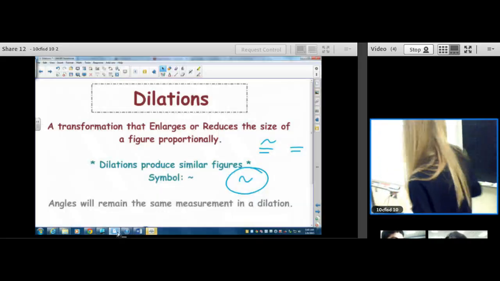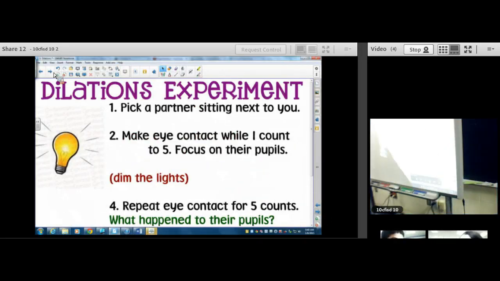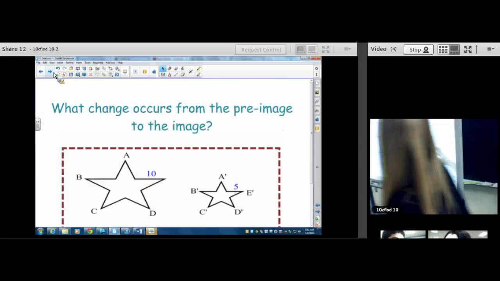Dilation, it's an enlargement or a reduction. That's what I want you to get out of that. So we already did that. Just a second. Okay.